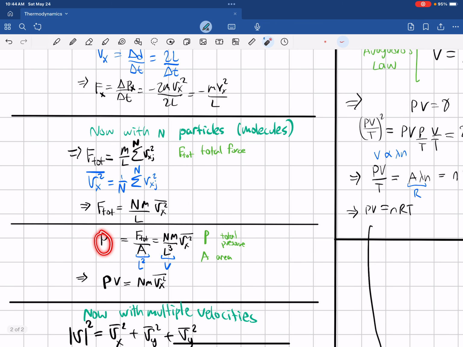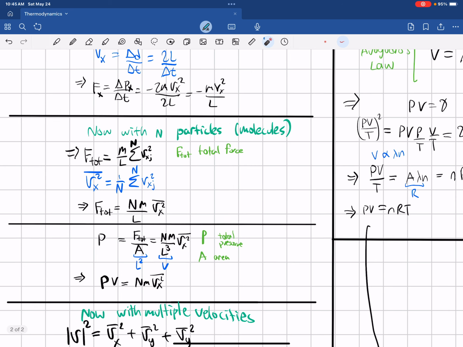Now the total pressure is the total force over area, and area is L squared. If we take this and plug this in, we'll get Nm over L cubed times vx squared bar, or average. And L cubed is the volume of this cube. So we can move the volume to the other side. We have PV equals Nm vx squared bar. So this looks a lot like PV equals nRT. So we're almost there.